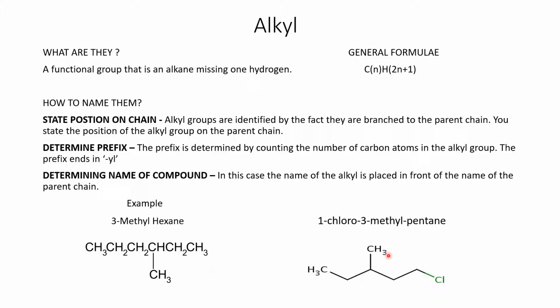In this example, we have 6 carbons here. However, there's 2 different functional groups, chlorine and methyl. But the halogen, because chlorine is a halogen, is given a different priority compared to the methyl or alkyl group here. So this is 1-chloro-3-methylpentane.